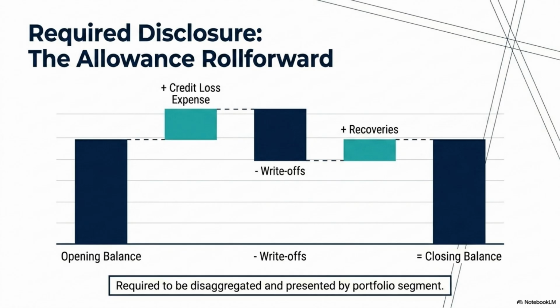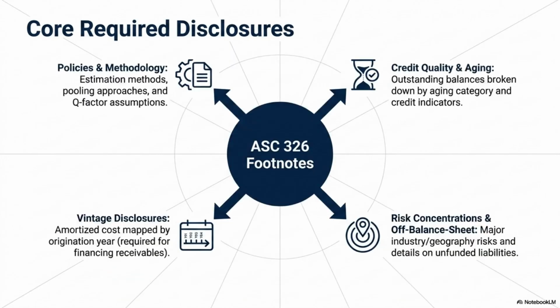This roll forward must be disaggregated and presented separately for each portfolio segment, giving financial statement users a clear picture of where credit risk is concentrated and how the reserve is changing over time. Beyond the roll forward, ASC 326 requires several other footnote disclosures. Your accounting policy note must describe the estimation method, pooling approach, write-off and recovery policies, and your forecast horizon and reversion method. You must provide an aging analysis of outstanding balances by aging category and class of receivable.